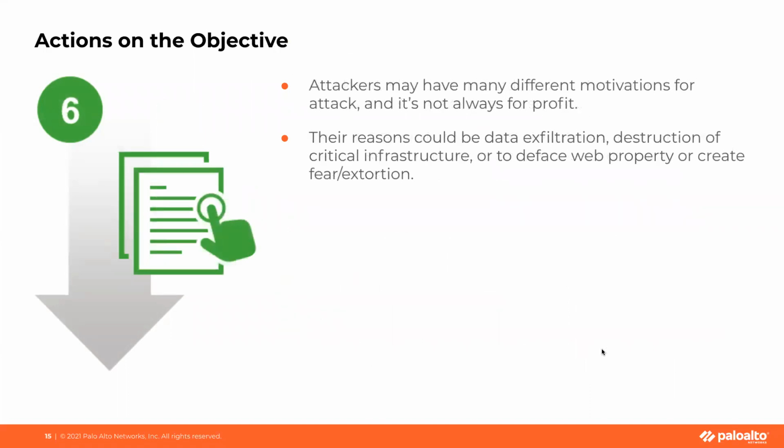Okay, actions on the objective is the last step in this framework. And at this step, as we've covered everything, the attacker has performed the reconnaissance, was able to deliver the payload to the endpoint, to exploit the endpoint, either by user running the code or exploiting a vulnerability on the host. They established the command and control channel, which basically means they have full control of this endpoint.